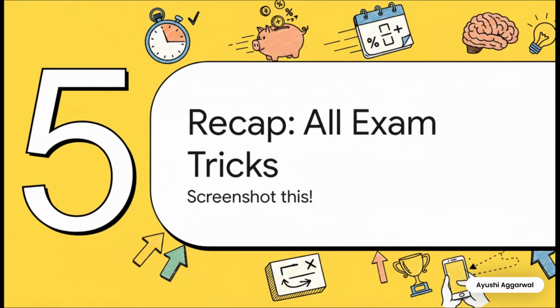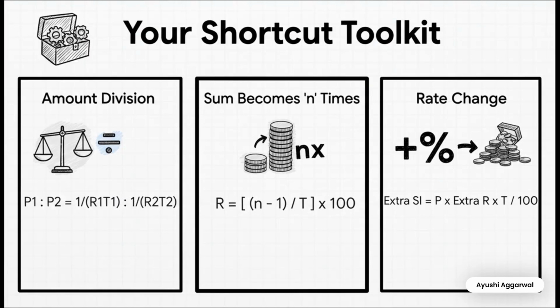All right, listen up, because this next slide is the one you've been waiting for. We're going to recap everything we've learned. I'd highly recommend taking a screenshot of this one for your study notes. So to wrap it all up, we've covered 3 absolute game-changing tricks today. For those amount division problems, we use the inverse ratio. When a sum becomes n times bigger, we have that quick formula for the rate. And for rate change problems, we just focus on the extra interest. Go ahead, pause here, and grab that screenshot.